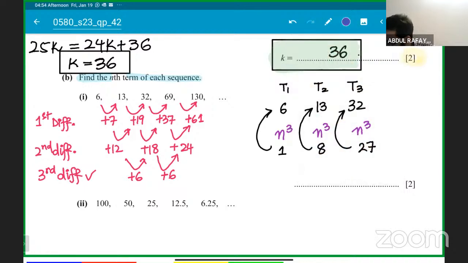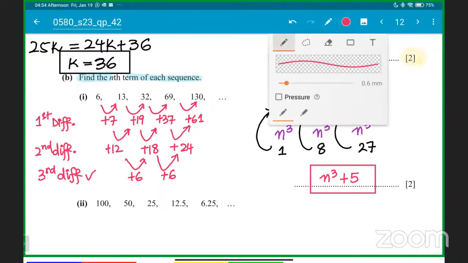For your satisfaction and understanding, you can check more, but the formula will be n cube plus 5. Let's check with 5. What is the cube of 5, students? 5 cube is 125. 125 plus 5 is 130. Everyone understood? Clear?